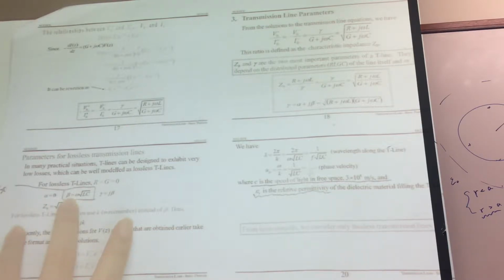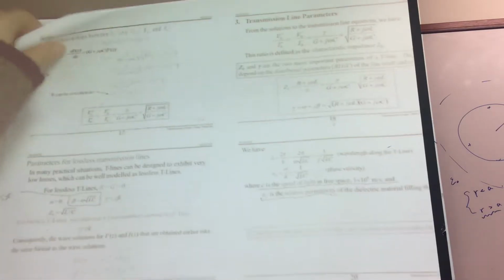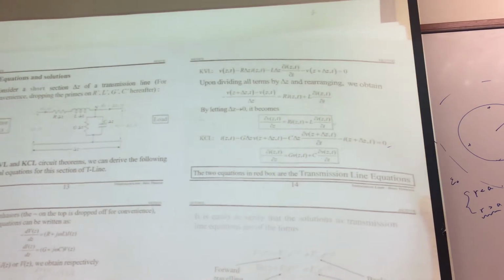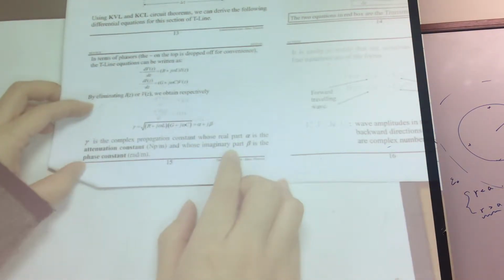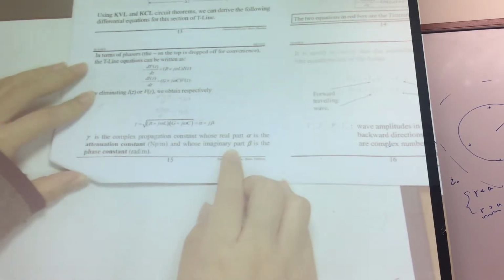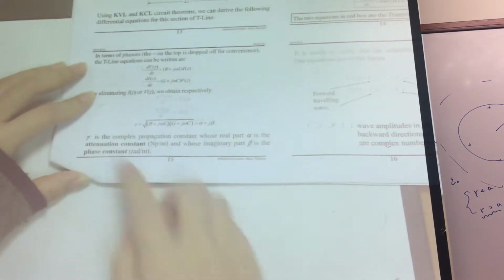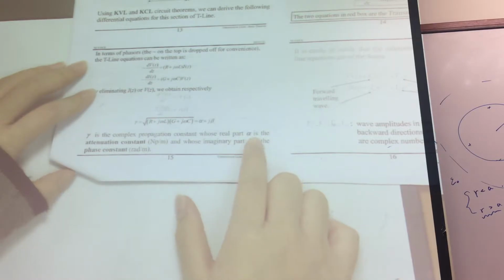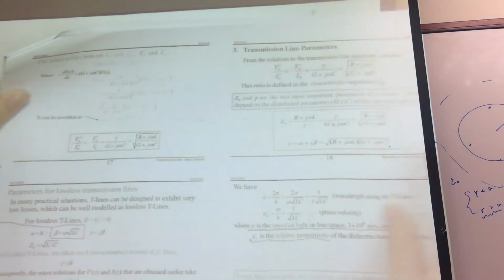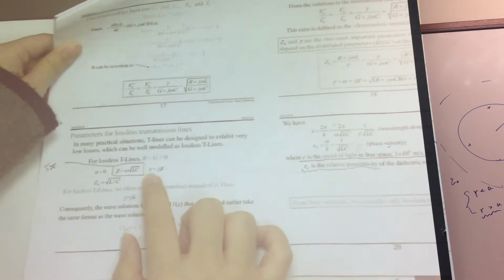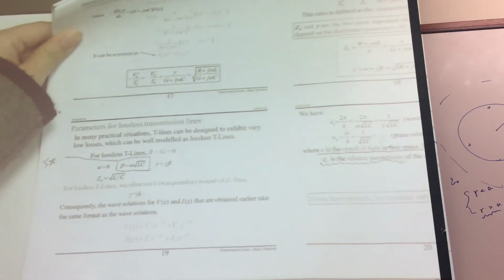Beta is propagation constant as well. What is the name of beta? A phase constant. So alpha is attenuation and beta is phase constant. This is a lossless transmission line, so attenuation is 0, that is alpha is 0. So your gamma is going to be just J beta. In this case, gamma equals J beta.